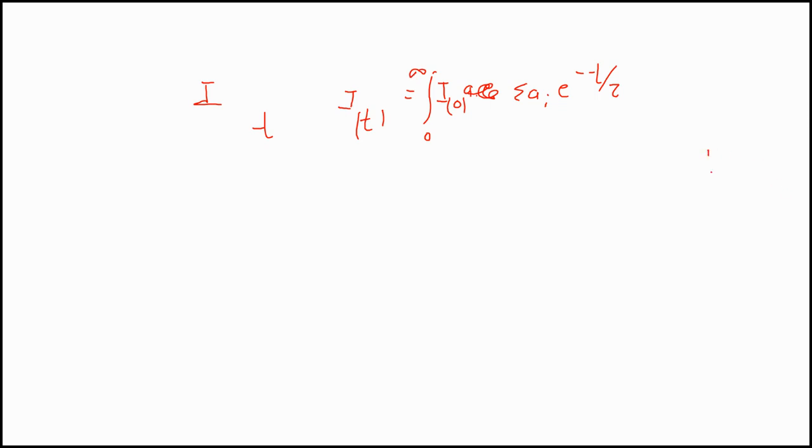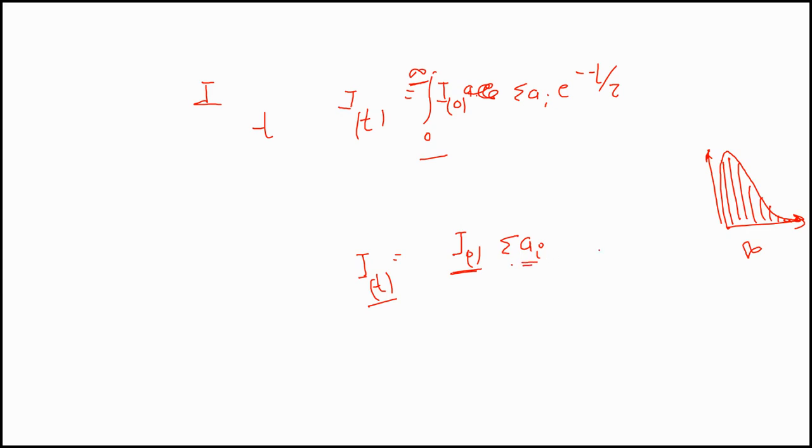Suppose this is our log of intensity versus time scale. How many parts do we divide this time into? There can be a number of divisions, and you can take infinite divisions. That's why we have taken 0 to infinity, although in practical life there will be some finite time divisions. Each one is the intensity of the excited state at time t. I naught will be the intensity of the excited state at time 0. Ai will be the amplitude of each component.